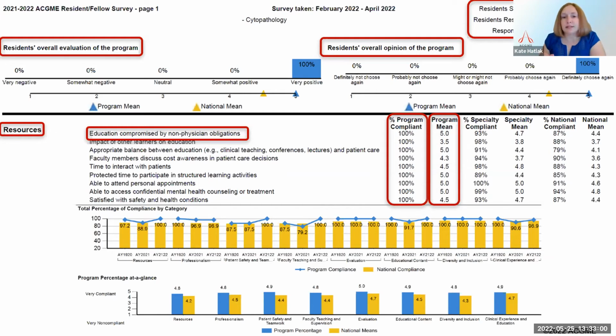And then you can see next to that, the specialty compliance and mean, which is all other cytopathology programs, and national compliance and mean is everybody who took the resident fellow survey. That's all ACGME. And then down there at the bottom, you can see the means and the compliance, some visual graphs to compare your program versus national. And then you do get the 3-year compliance trend.